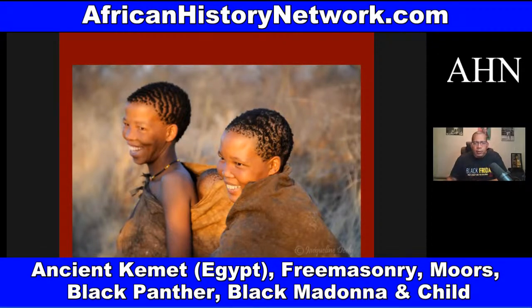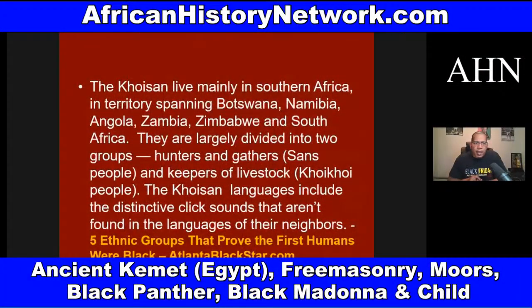Here are some Khoisan women. The Khoisan live mainly in Southern Africa in territory spanning Botswana, Namibia, Angola, Zambia, Zimbabwe, and South Africa. They are largely divided into two groups: the San people, hunters and gatherers, and the Khoi people, keepers of livestock. The Khoisan languages include distinctive click sounds that are not found in the languages of their neighbors. AtlantaBlackStar.com has a good article dealing with some of this information: 5 ethnic groups that prove the first humans were black.